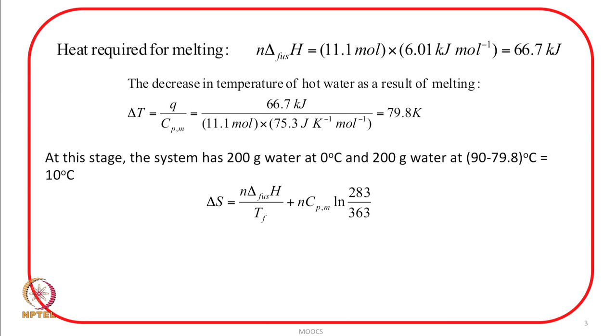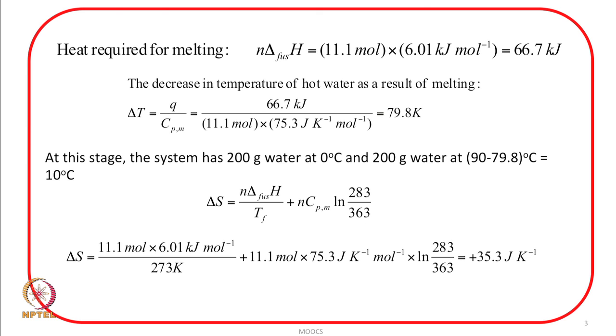And then, since the final temperature is 10 degrees Celsius, we have to now calculate the entropy change associated with the sample of water which was earlier at 90 degrees Celsius. And for that we will use N CP log T final over T initial. T final is 283, which is 10 degrees Celsius, and T initial was 90 degrees Celsius, which is 363 Kelvin. So, once you substitute these numbers for enthalpy of fusion, number of moles, heat capacity, the change in entropy is plus 35.3 joules per Kelvin.